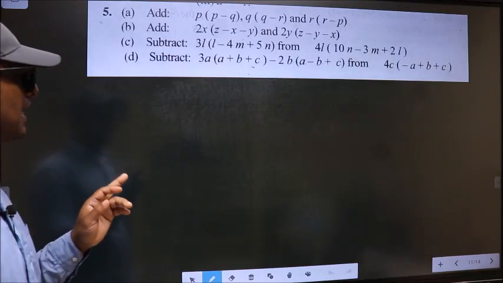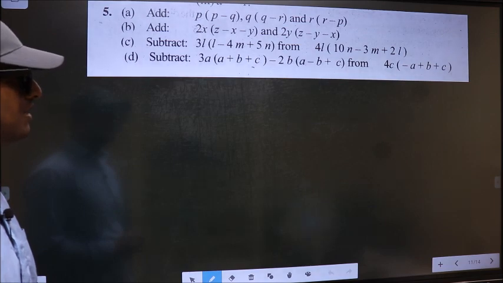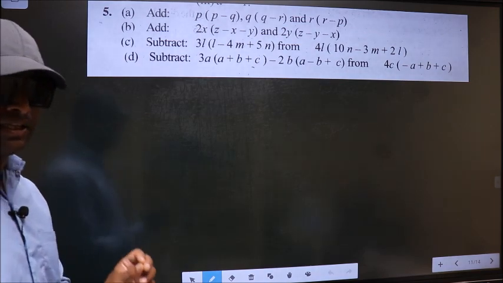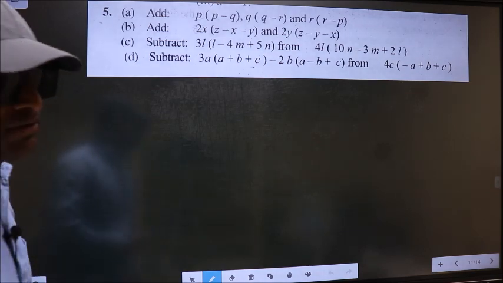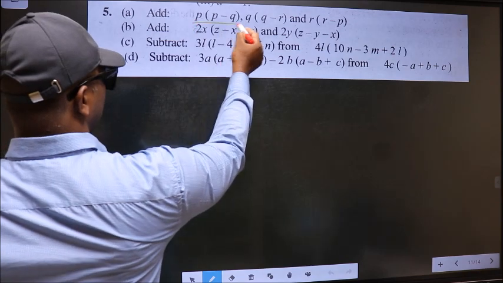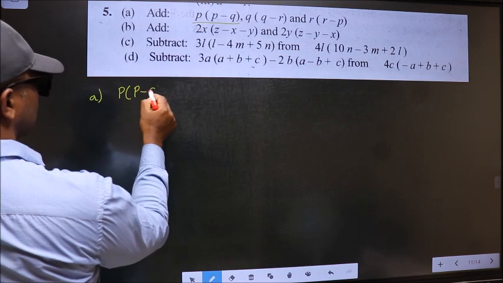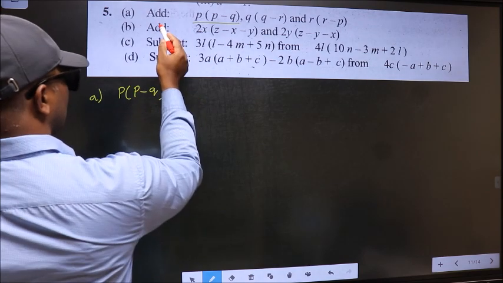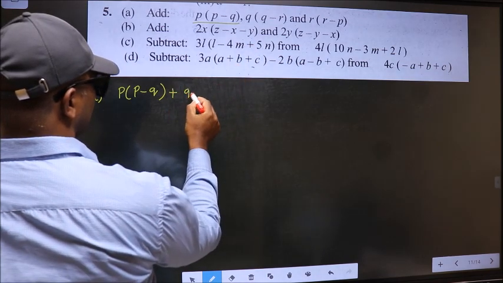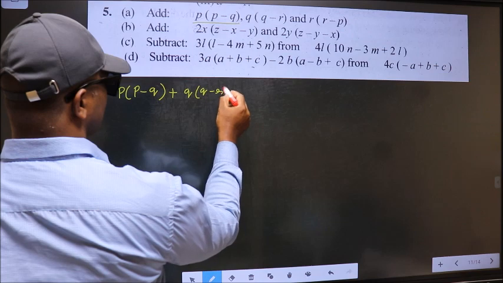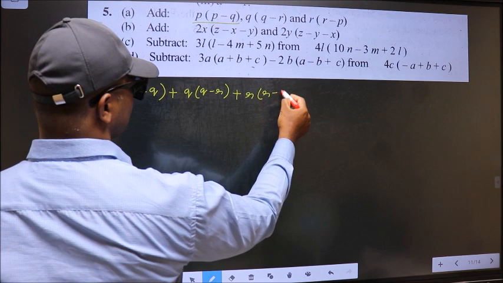Add p(p − q), q(q − r) and r(r − p). To add these expressions, we should do it in this way. First you write this, that is p times (p − q). Now they told us to add, so you put plus. Second expression, q times (q − r), plus third expression, r times (r − p).